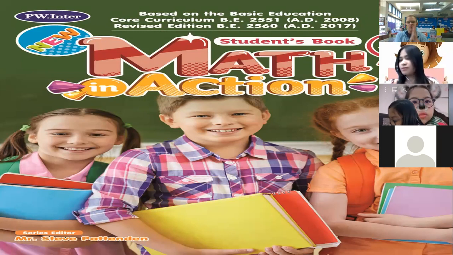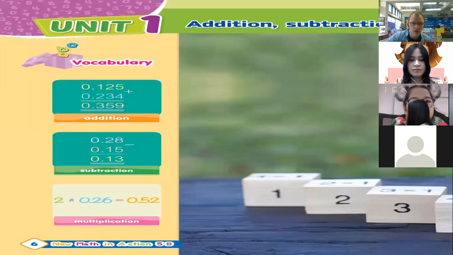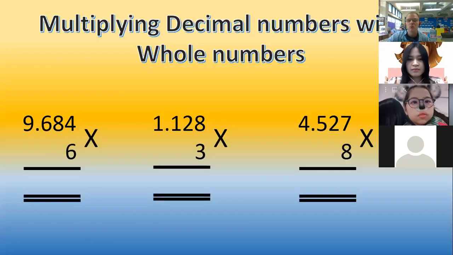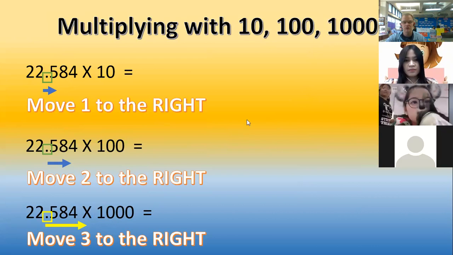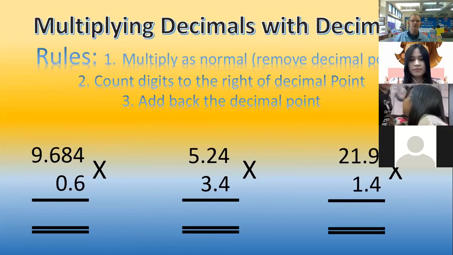So today, back at it with mathematics. Today we'll look at the difference between multiplying decimals and whole numbers. We'll spend a little time on how we can multiply decimals with decimals. At the beginning of this unit, we looked at addition and subtraction of decimals. We also looked at multiplication of whole numbers, and multiplying with 10, 100, 1,000 and how our decimal place moves. Now today, I want us to look at multiplying decimals with decimals.